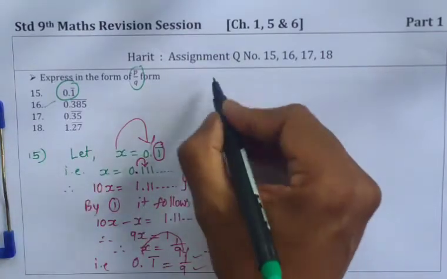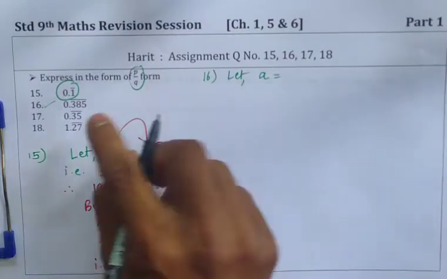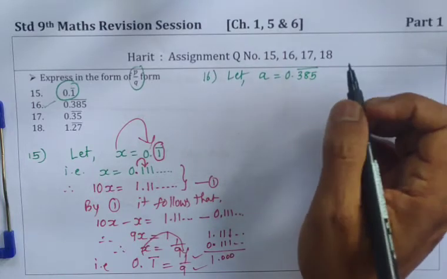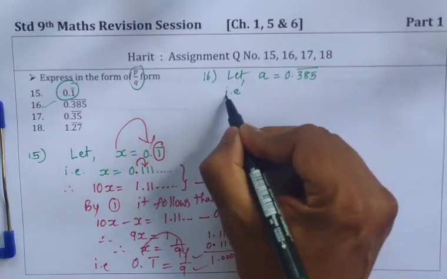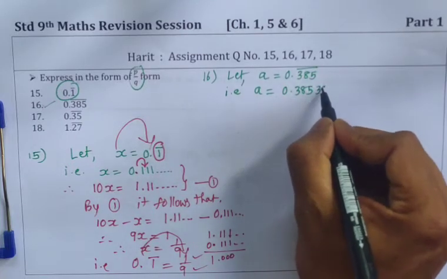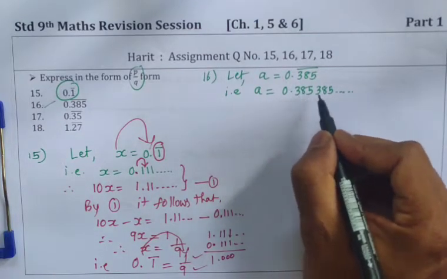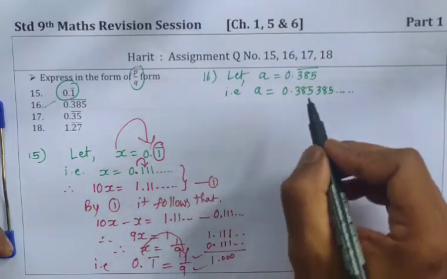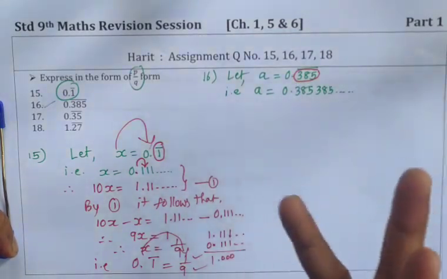Okay. This one, the 16th. Let me say small a is equal to 0.385 bar. That means a is equal to 0.385, 3 digits are recurring, and I'm going to write 385 two times, dot dot dot. You can write it as many times as you want, 385, 385, 385, but I'll be writing it twice. How many digits are recurring under the bar? 385. So 3 digits are recurring.